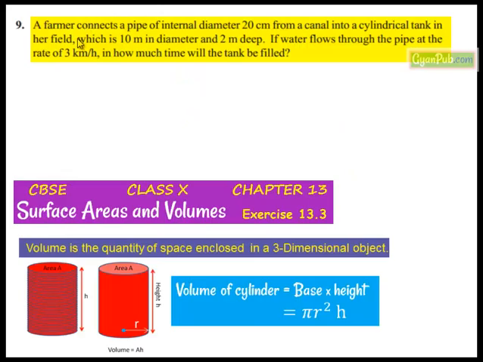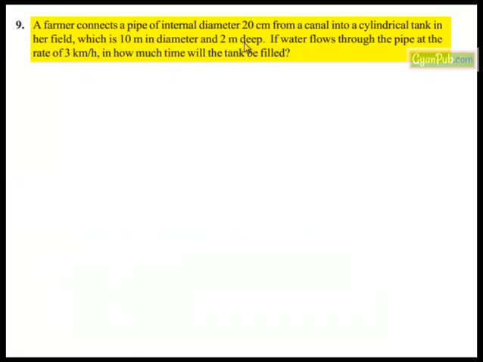Now coming to the 9th question. A farmer connects a pipe of internal diameter 20 centimeters from a canal into a cylindrical tank in a field, which is 10 meters in diameter and 2 meters deep. If water flows through the pipe at the rate of 3 km per hour, in how much time will the tank be filled? Now coming to the solution.